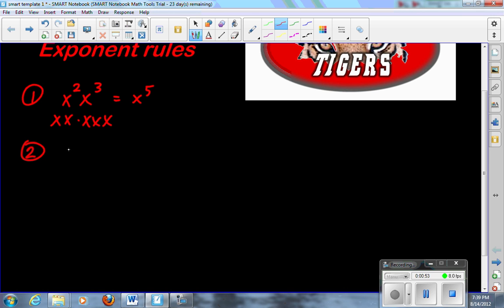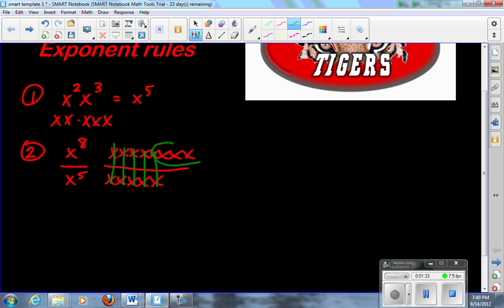The second rule is when you're dividing. Let's say I have x to the 8th over x to the 5th. Well, this would be really cumbersome writing it the non-short way. So here I have 8 up here and I have 5 down here, and this would be the long way to do it. When you see it like this, you can see that anything over itself is 1, anything over itself is 1, anything over itself is 1, anything over itself is 1, and anything over itself is 1. That means I have 1 times 1 times 1 times 1 times 1 times x cubed. So that answer would be x cubed.